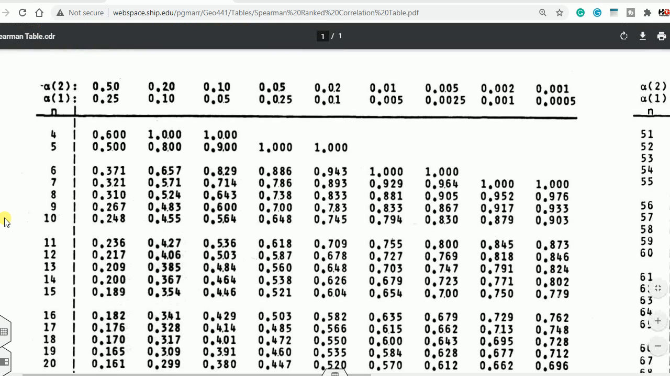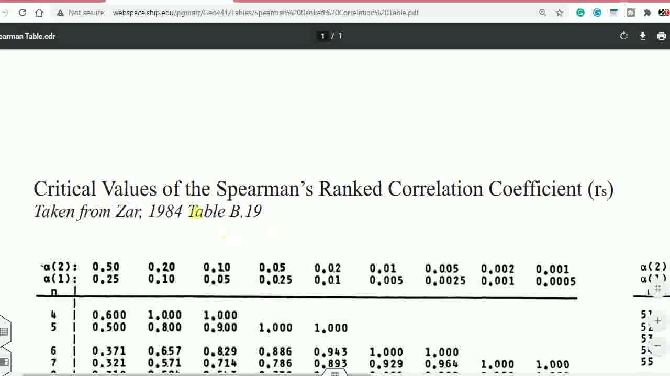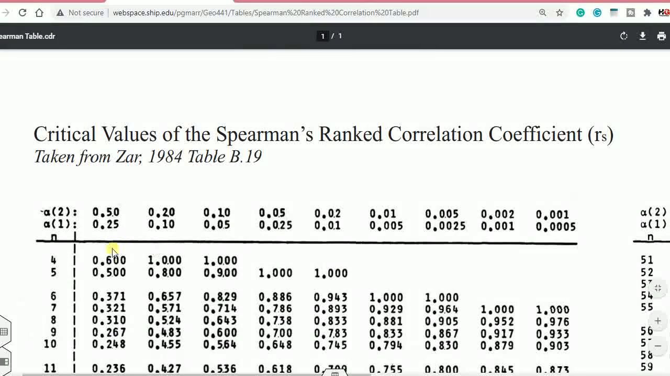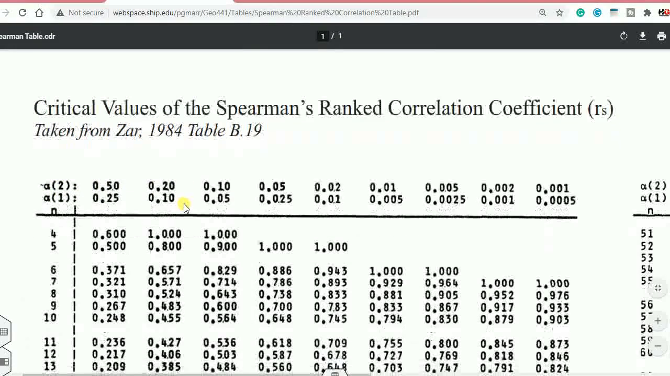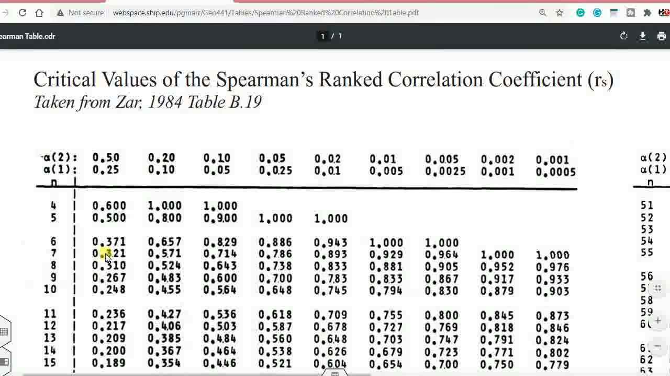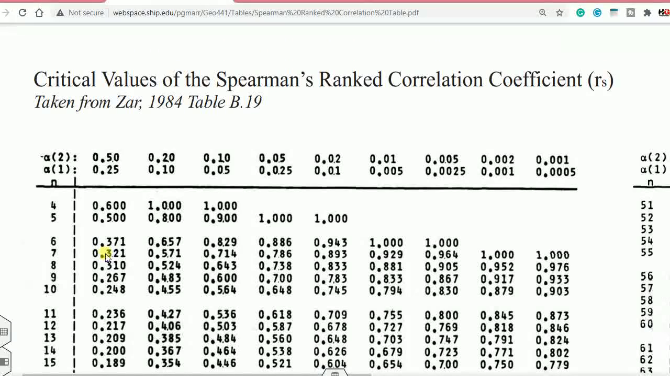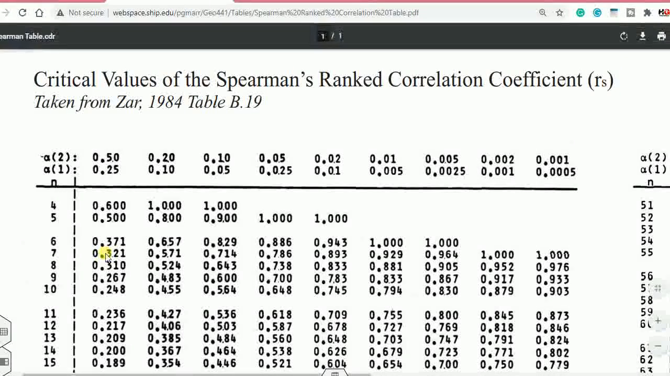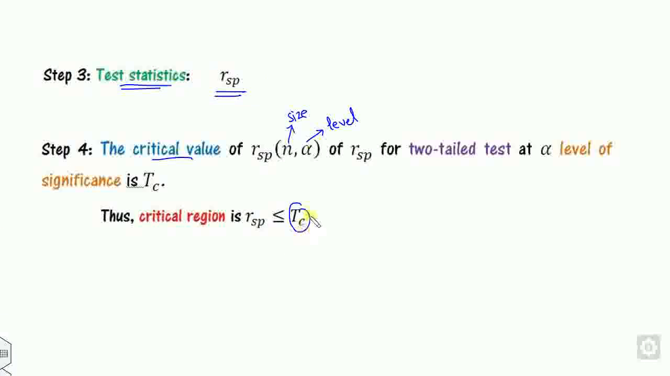For example, look at this table corresponding to the level of significance for the critical value for the Spearman rank correlation coefficient. Alpha 1 is the one tail, alpha 2 represents the two tail. So if I take the critical value at 5% with sample size n of 7, the value is 0.714. Based on this, we will find this TC, and the critical region is here. If it lies in the region, then we will accept H0. Otherwise, we will reject H0 based on this conclusion.